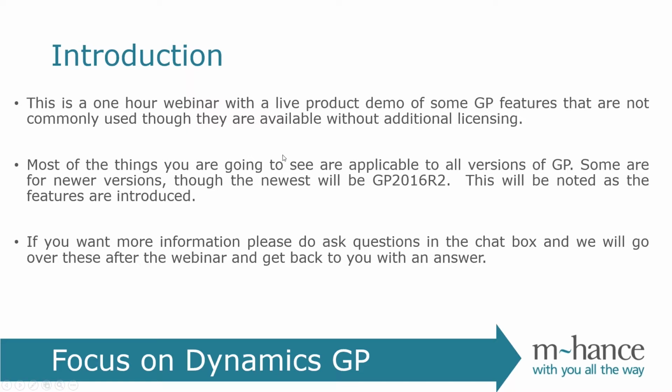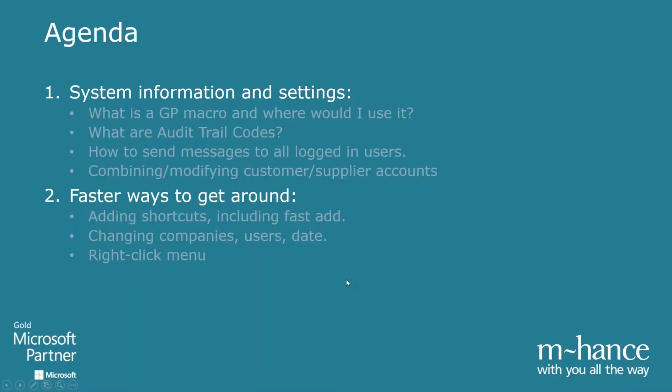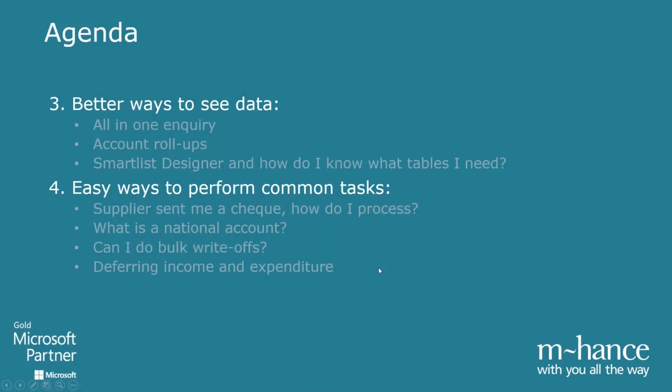So our agenda. I'm just going to go through some of the system things. GP macros, you've probably all heard of them, you may have seen them. I'm going to show you a very simple macro and then explain what the other types of macros are and what we do with them. Audit trail codes and how they're used in the system. Sending messages to logged in users. This is useful for when you want everybody to log out at a particular time because you're going to do maintenance and so on. And then a little bit on navigation and a couple of different ways of viewing data and how to perform common tasks.